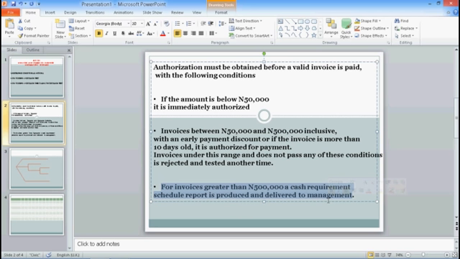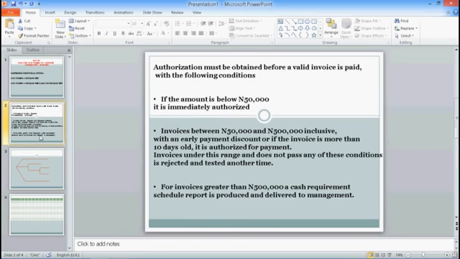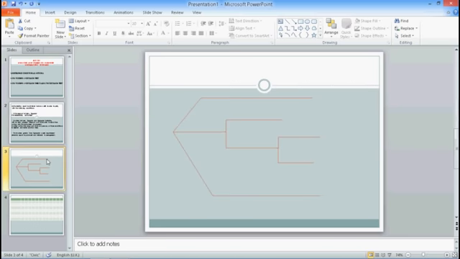Now, how do we represent this information using a decision tree? The first thing we have to create is a decision tree. This is what a decision tree looks like; we have not filled any information yet. I'll gradually explain how I came about this shape, and I hope you guys will be able to follow. From the beginning, we are told that if the amount is below 50,000 naira, it is immediately authorized.